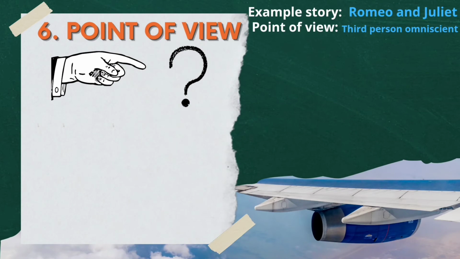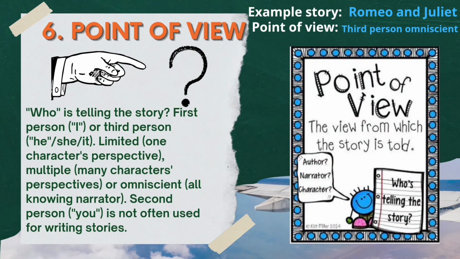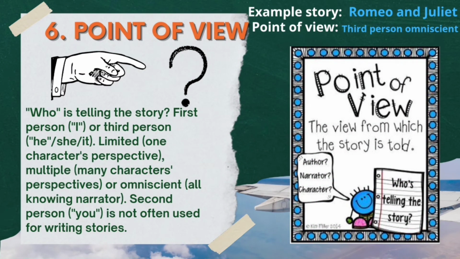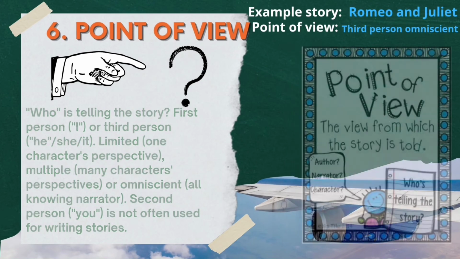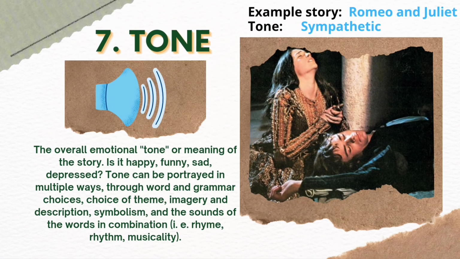The sixth one is the point of view. Point of view is who is telling the story. It can be a first, second, or third person's point of view. The point of view of Romeo and Juliet is a third person omniscient point of view. The seventh one is the tone. It is an overall emotional tone of the story. The overall emotional tone of Romeo and Juliet is sympathetic.